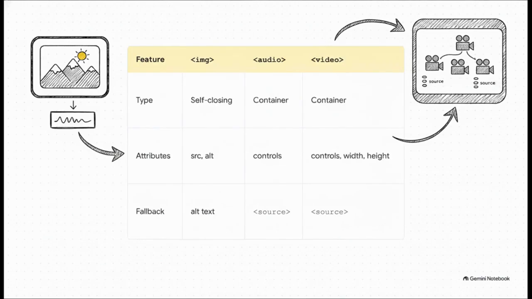Now, this matrix brilliantly breaks down how we handle these different media types. An image tag? That's a self-closing tag. But audio and video, they are container tags. You have to open them and close them. Why? Well, because they need a much more complex fallback strategy. An image just falls back on its alt text, right? But audio and video containers need to hold multiple source files inside them to make sure they actually work across every single browser out there.